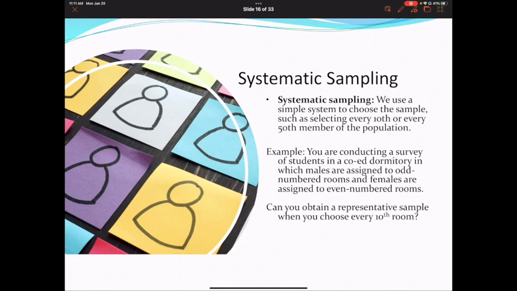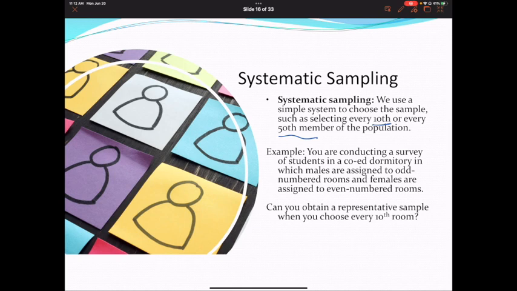So we've got systematic sampling, which is where we use a simple system to choose our samples, such as selecting every 10th or every 50th member of a population. Maybe I have a list of 1,000 students and I pick every 10th student. That's an example of systematic sampling.